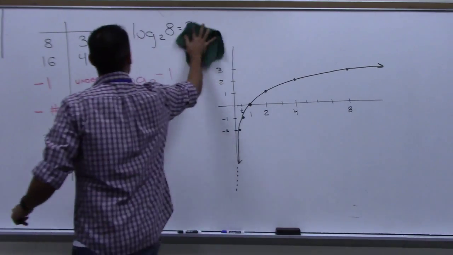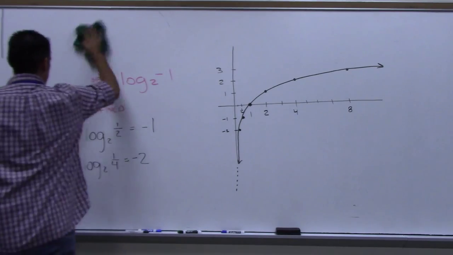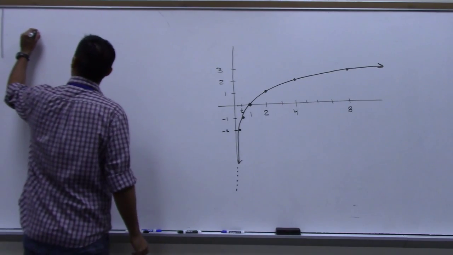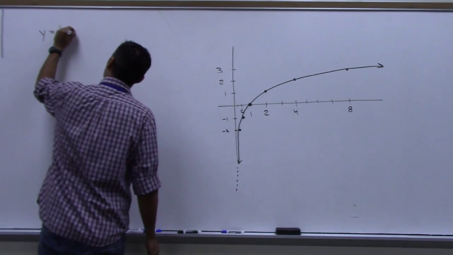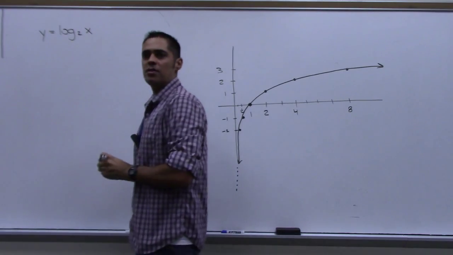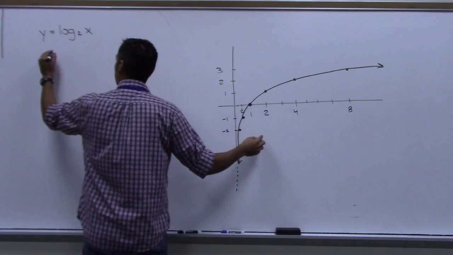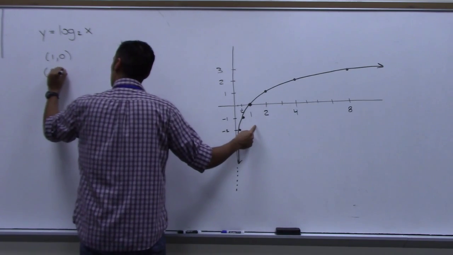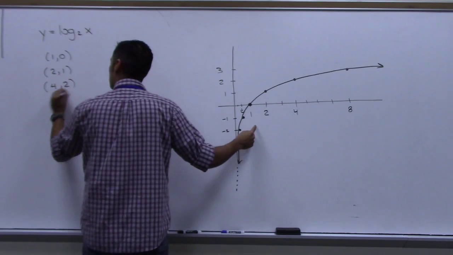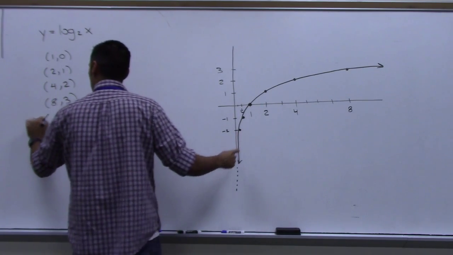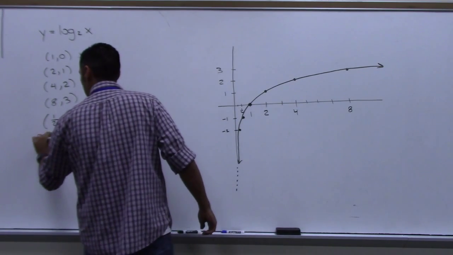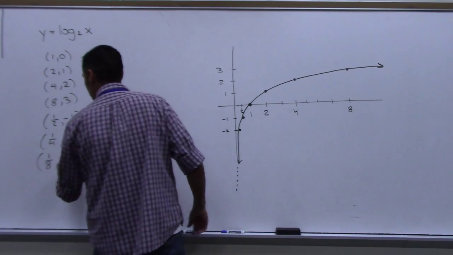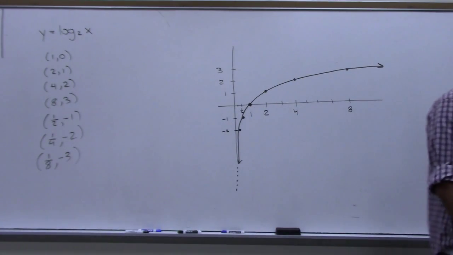So I'm going to put something up here for us. For y equals log base 2 of x, we had a bunch of points on here. I'm going to just put them on here so we have them summarized. We had 1, 0. We had 2, 1. We had 4, 2. We had 8, 3. We had 1/2, -1. We had 1/4, -2. And 1/8, -3. Do you agree that those are the ordered pairs of the log function base 2? Yeah?